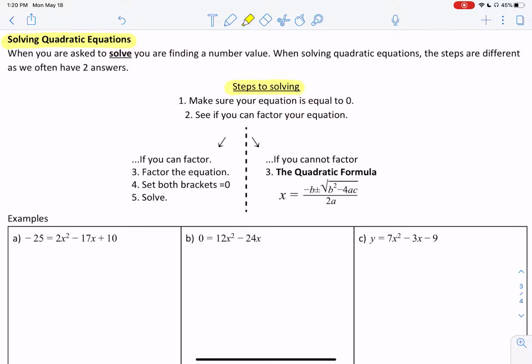First, make sure your equation is equal to 0. If it is not, you need to rearrange it and fix that. This only works if it's equal to 0. Next, we're going to try to factor the equation. If you can factor it, you're going to go to the steps on the left. If you cannot factor it, you're going to go to the steps on the right. Let's say you tried to factor and you couldn't figure it out, and you ended up using the quadratic formula. That is absolutely okay. It's not as efficient, but you'll still end up with the same answer, so it's all good. So let's try these three examples.